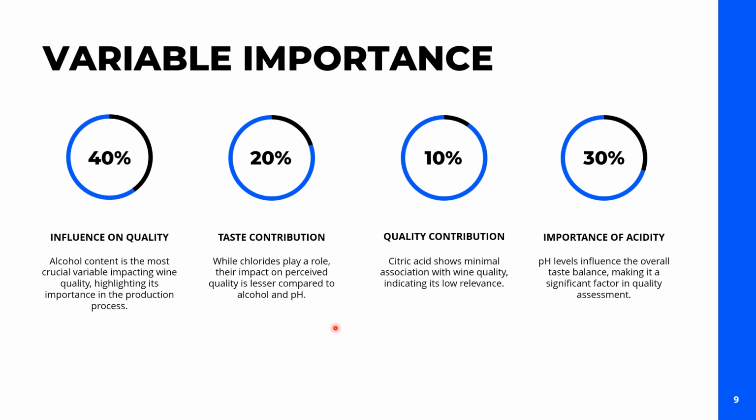From a taste perspective, chlorides play a vital role. It's impacting the perceived quality, which is lesser compared to alcohol and pH. Citric acid also shows minimal association with the wine quality, indicating its lower relevance. And then from an acidity perspective, pH levels influence the overall taste balance, which is a significant factor in the quality assessment. So this is all the assessment around the variables that are important for the wine quality.